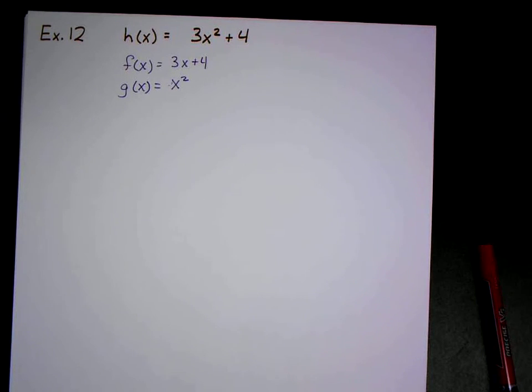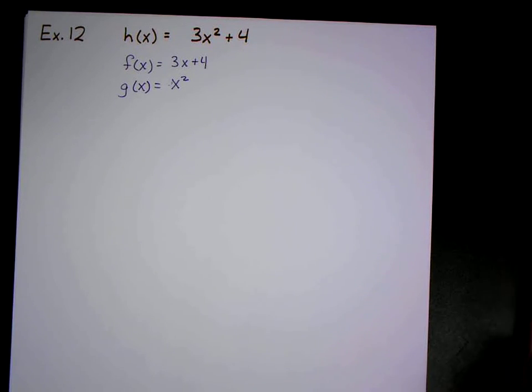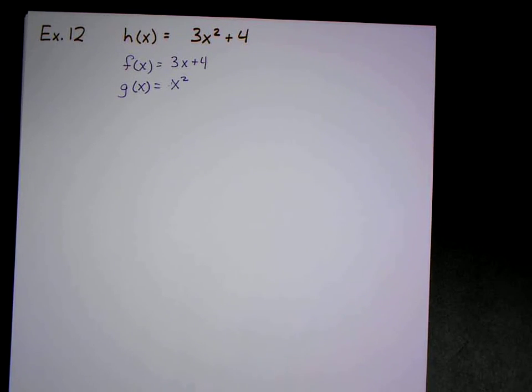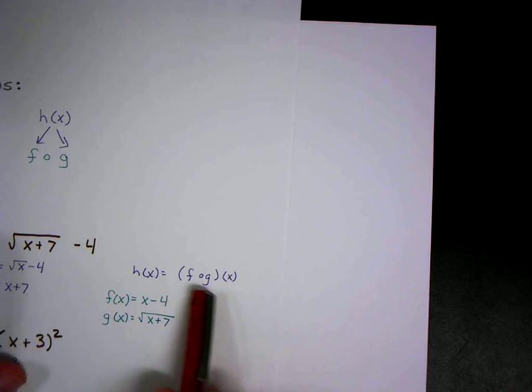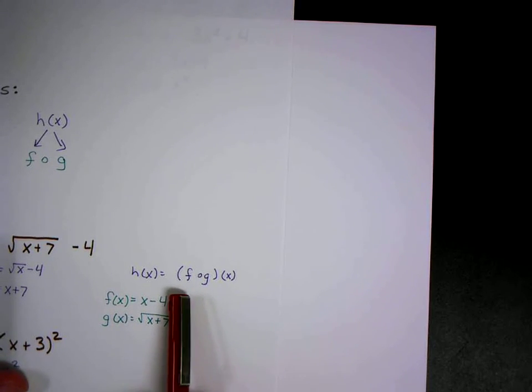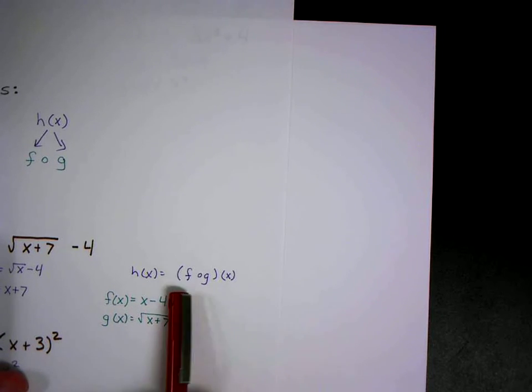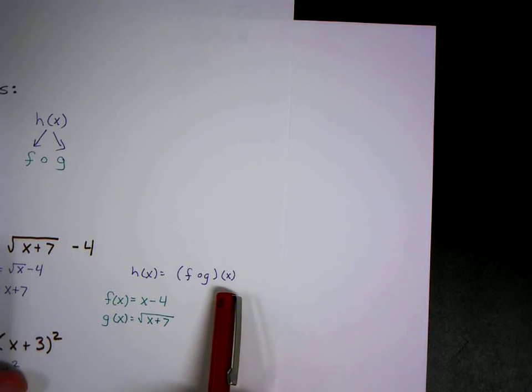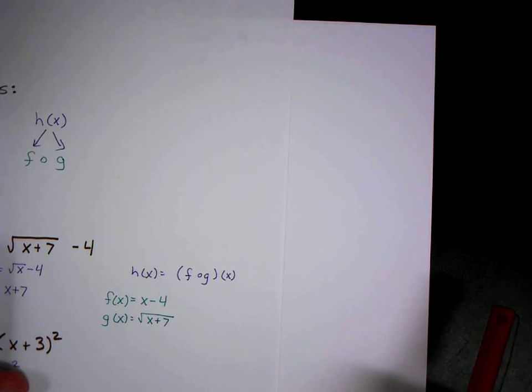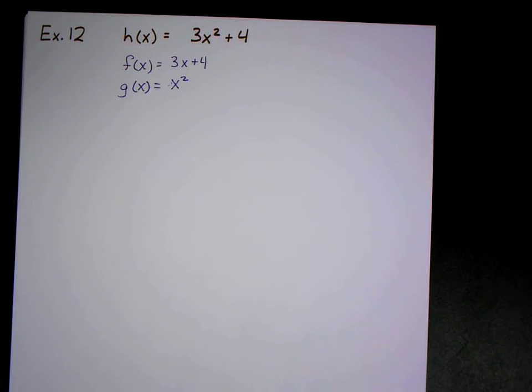Do you always use f of x and g of x? That's the way they word the problems in the book. They word them like this: Create an f of x and g of x such that f composed of g of x equals h of x. So they're asking you for f and g.